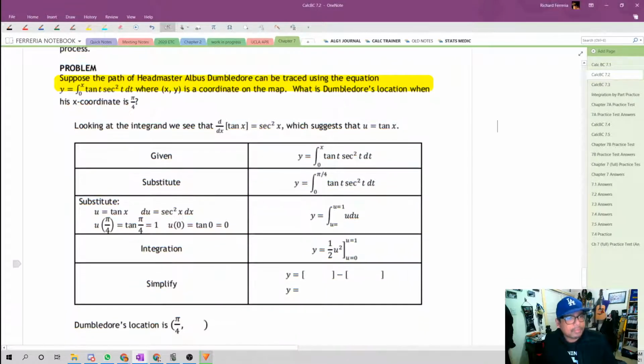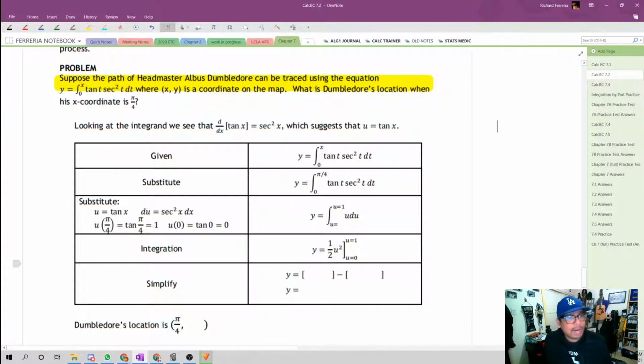So, first thing that we're going to notice here is that in our integrand, we have a tangent and a secant squared multiplied with each other. We know that the derivative of tangent is secant squared. So this is going to suggest to us that u is going to be tangent x. So given the integral that we started off with, y is equal to the integral from 0 to x of tangent t secant squared t dt.